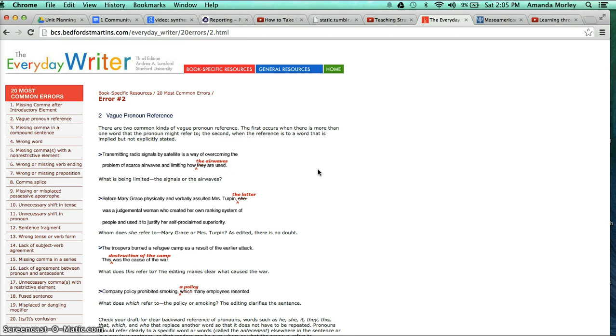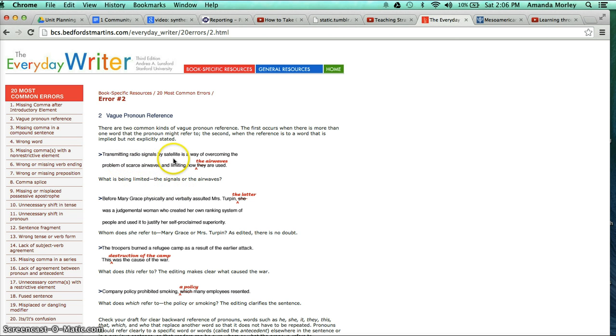Okay, this is huge in writing. Mixing up pronouns or being vague. So let's look at this. There are 2 common kinds of vague pronoun reference. The first occurs when there is more than one word that the pronoun might refer to, and the second is when the reference is to a word that is implied but not explicitly stated. So let's take an example.